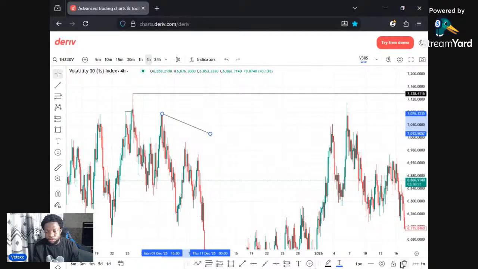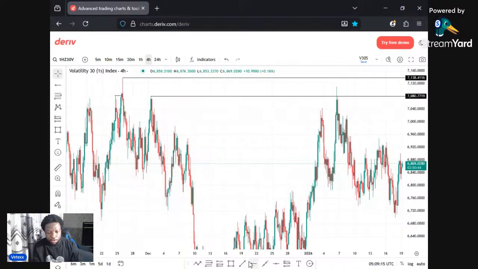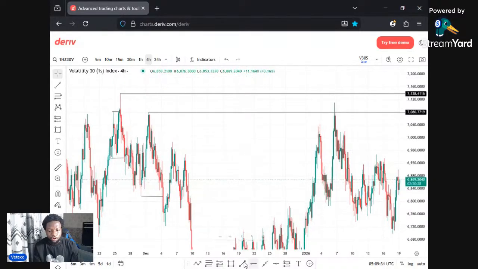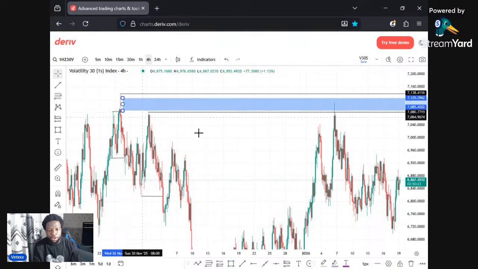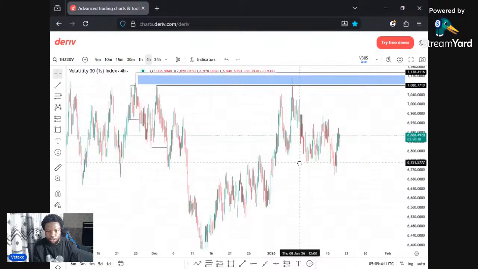This is the protected high we have, and then we have our structural liquidity here, and then we have our second break of structure, which is this. This is our first break. So this makes this 4-hour continuation to be A plus. All right. Now this is our POI. So price will tap into this POI and start selling to the opposite direction.